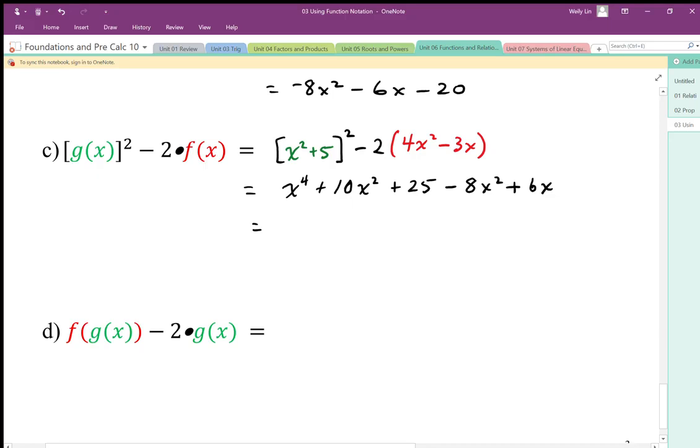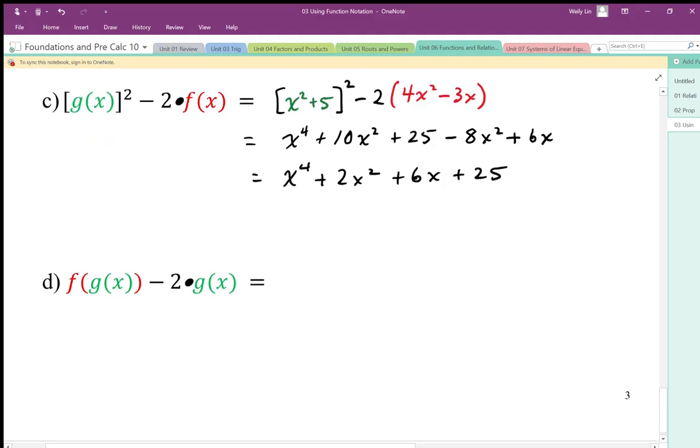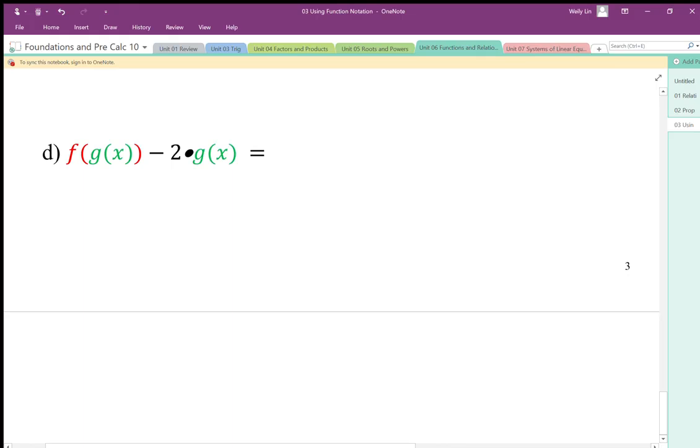We can then combine our like terms. x to the fourth plus 2x squared, and then plus 6x plus 25 after we combine all our like terms. And then lastly here we have, this now is a little bit different because I have the outside f, and inside of f I have the g function. So what that means is I have to replace the x's in the f function with whatever g is.